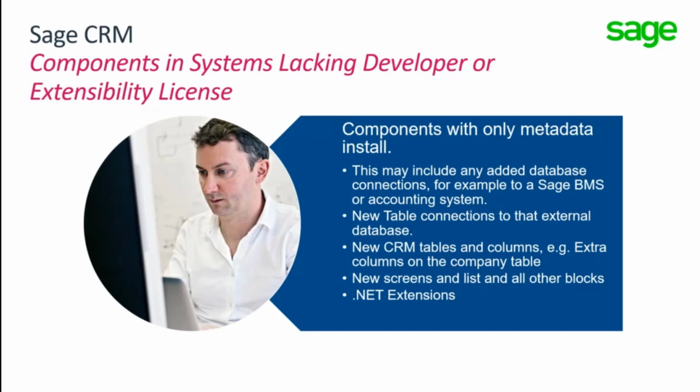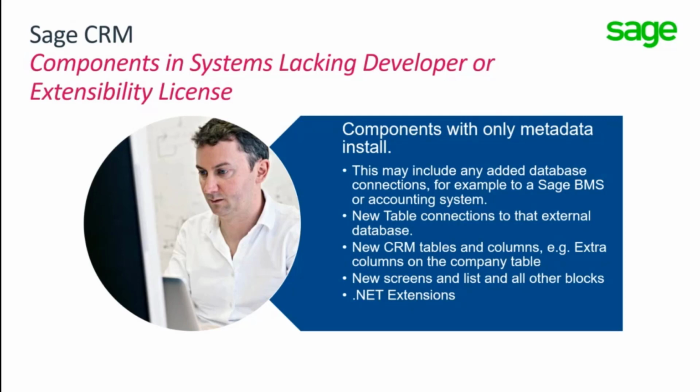And that metadata changes can include database connections, which might be to an accounting system, or another system like the payroll system. You might have new table connections to another external database. You might have additional tables and columns described, especially around new entities that you've added into the system, new screens, lists, all of that can be delivered, including any .NET extensions that are files that are the assemblies that contain customizations.